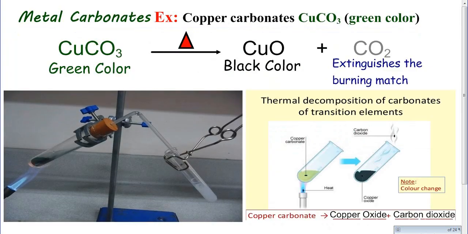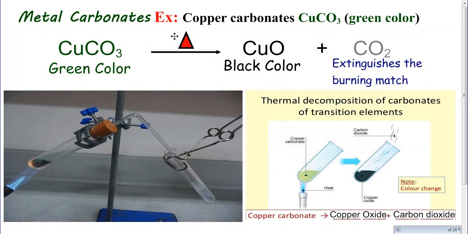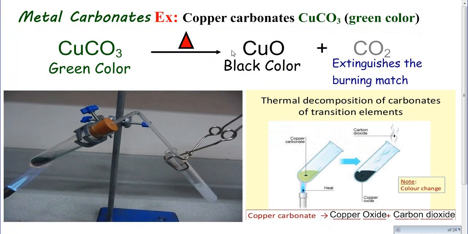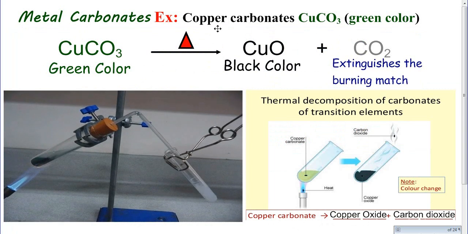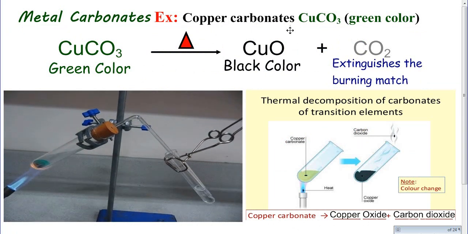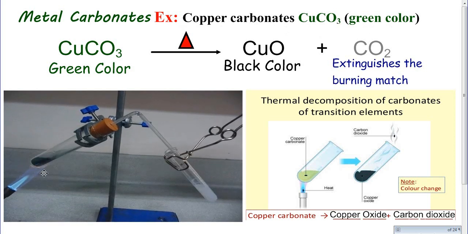The third example, or the third chemical equation in this part, metal carbonates. Metal carbonates, by effect of heat, give us metal oxide and carbon dioxide. In our equation, copper carbonate, which has a green color as we show in this reaction.